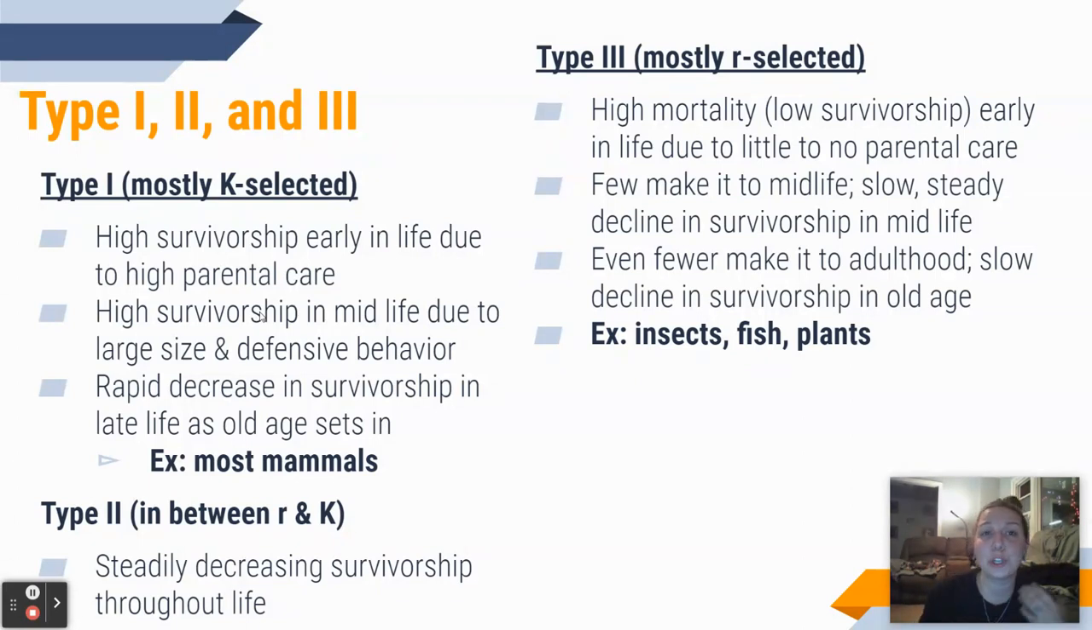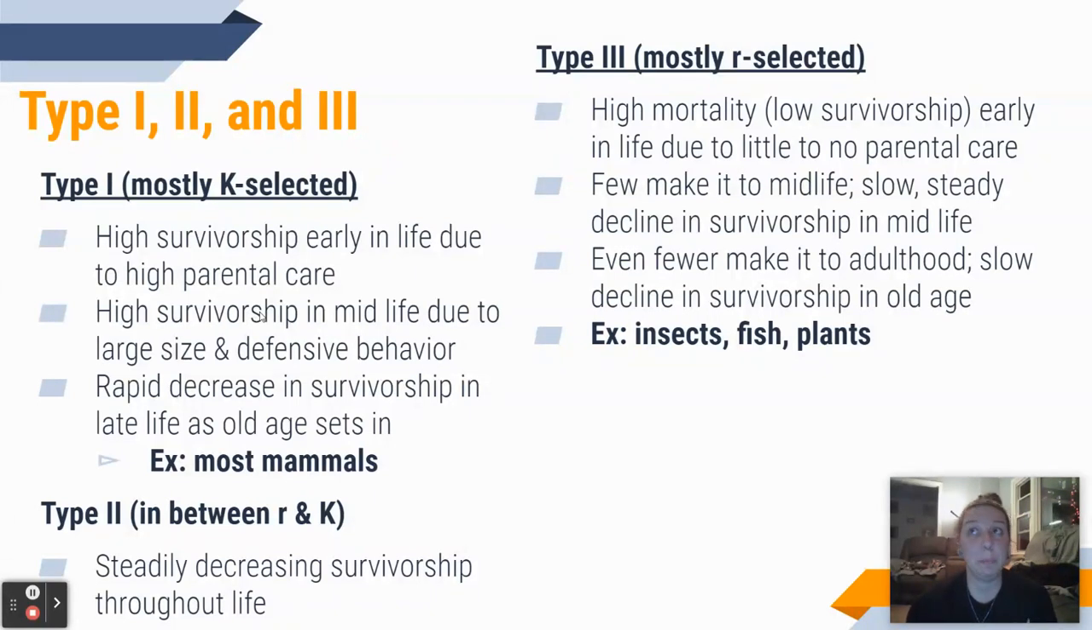So for a bird, just because it survives its fledgling stage doesn't guarantee it's going to reach sexual maturity. It could still be eaten by a predator, or a number of other things could still cause it to die in that area between its fledgling stage and its sexual maturity. And then we have our type 3, which those are mostly going to be R-selected species. So think of things like insects, fish, plants. So they're going to have very high mortality or low survivorship at a very early stage in life because of that low amount of parental care.